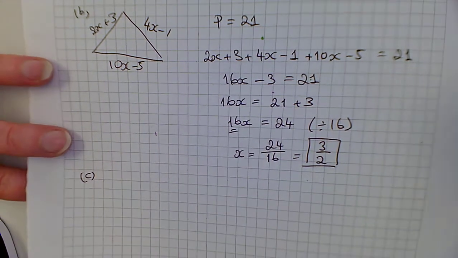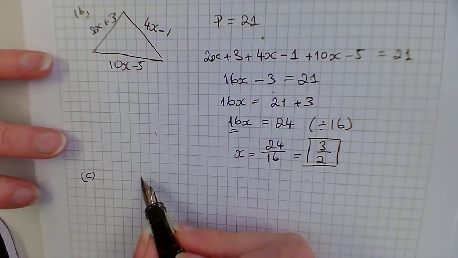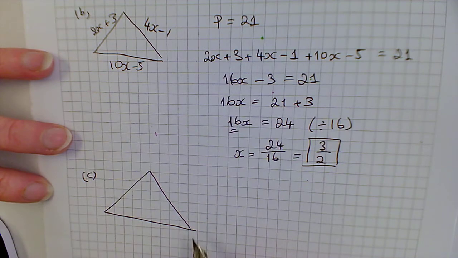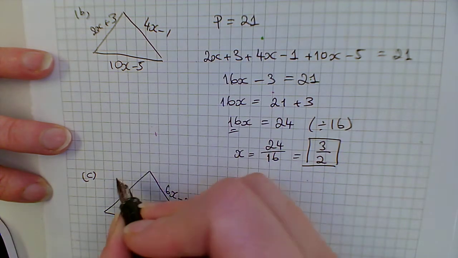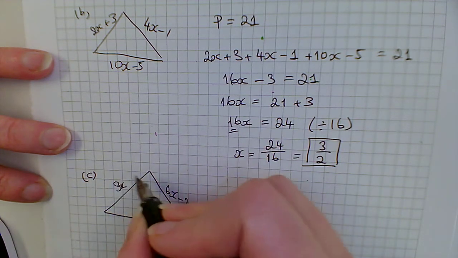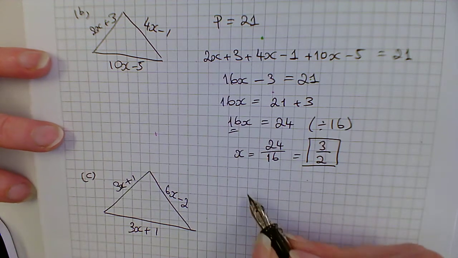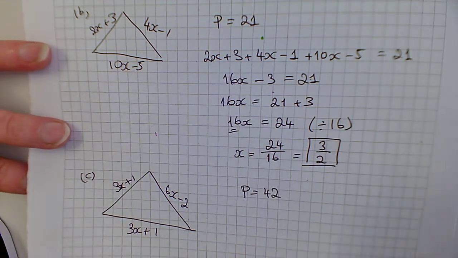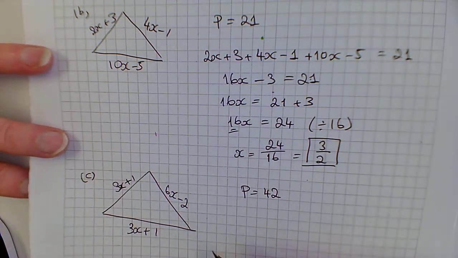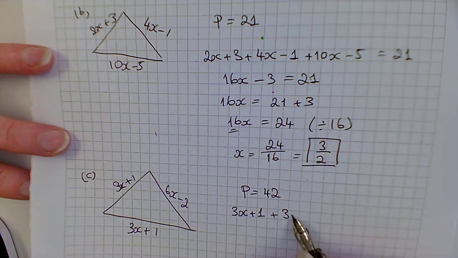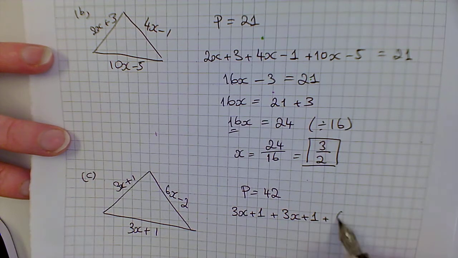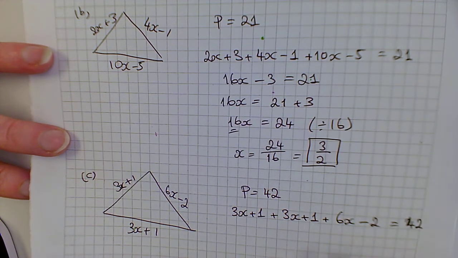Part C then. Again, another triangle, 3x plus 1, 6x minus 2, and 3x plus 1. So it's an isosceles triangle. And we're told that the perimeter is 42. So add them all together. 3x plus 1 plus 3x plus 1 plus 6x minus 2 equal to 42.